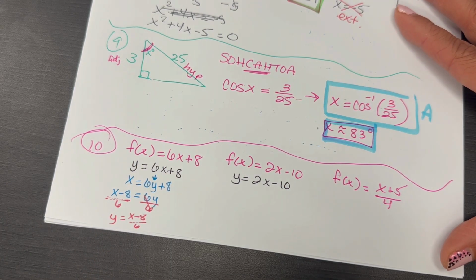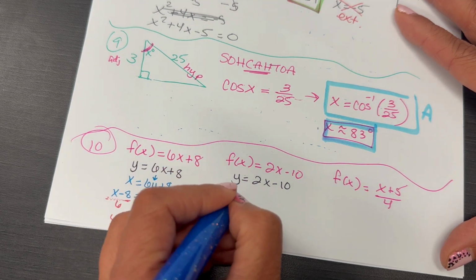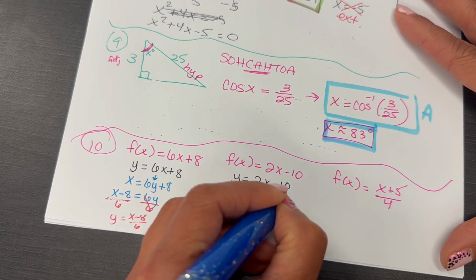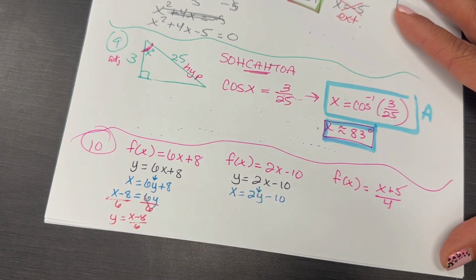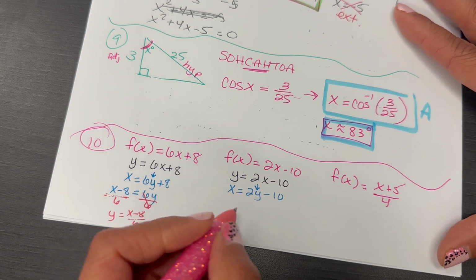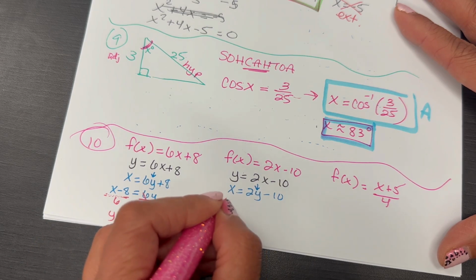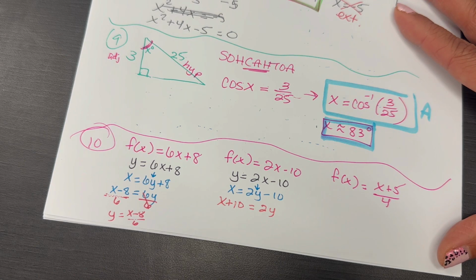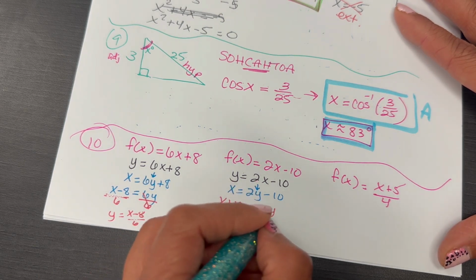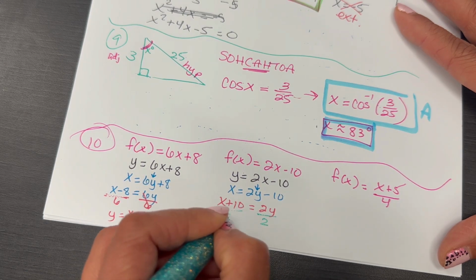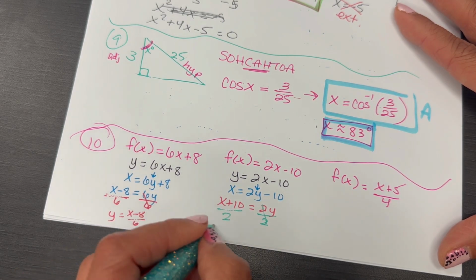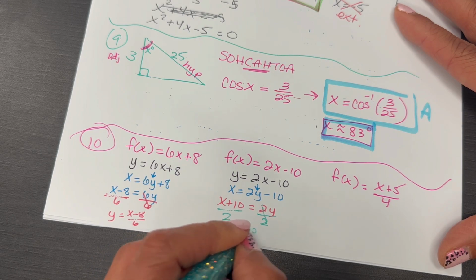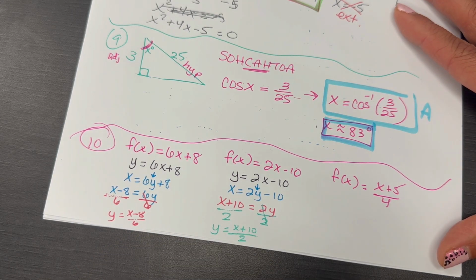Freaky Friday. So I got to switch the x and the y's places and solve for y. So this time I'm gonna need to add the 10 to both sides, so I'll have x plus 10 on the left and just 2y on the right. And then I need to get rid of the 2, so I'm gonna need to divide everything by 2. So then I'm gonna get y equals x plus 10 all over 2. And I'll drag and drop that option into the second one.